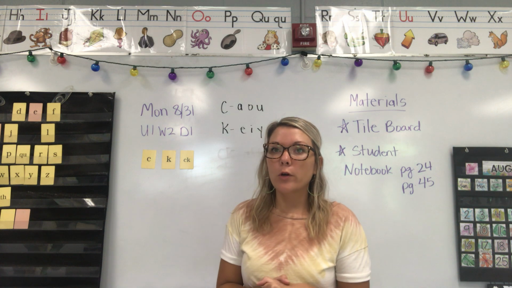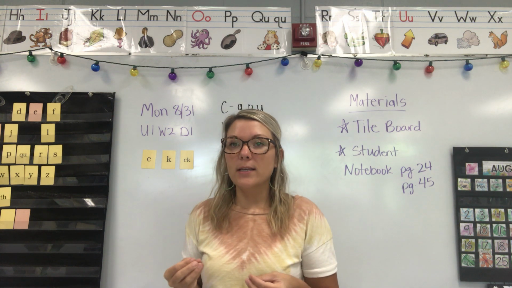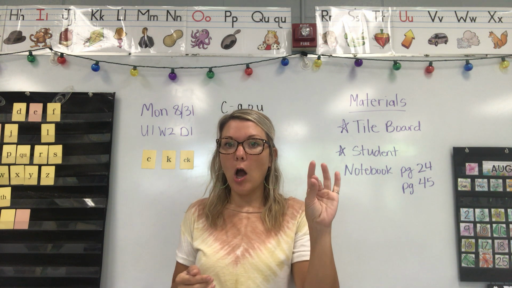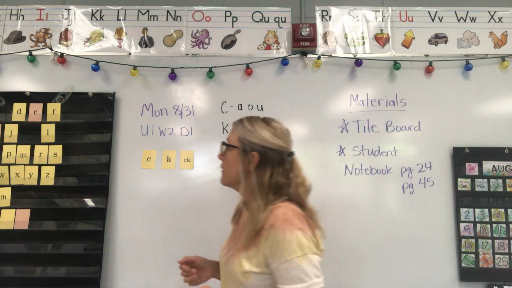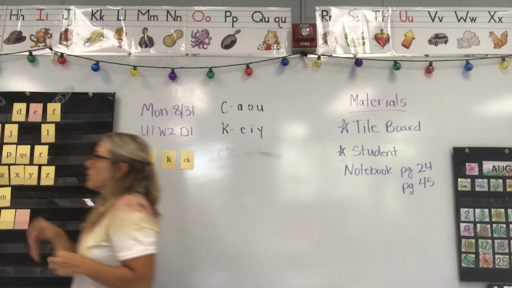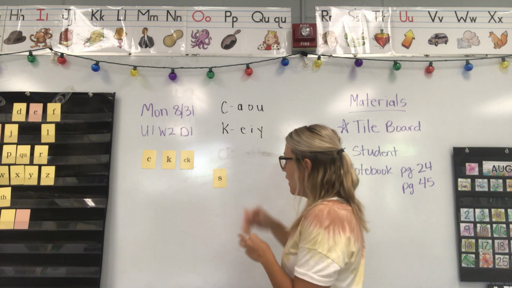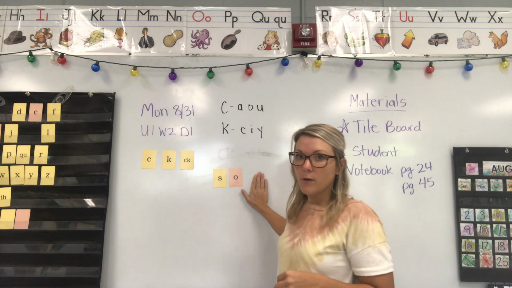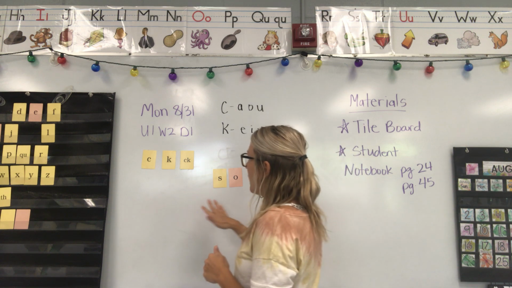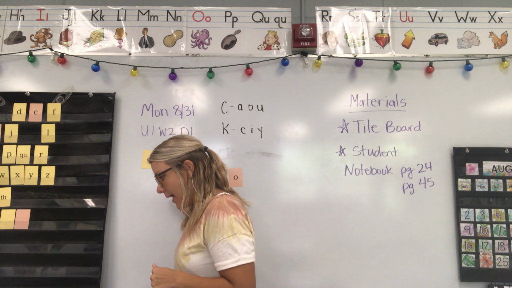So if I have the word sock, okay, get your tile board out. We're going to spell with our tiles the word sock. So let's tap it. Sock, sock. So spell it with your tiles as I'm spelling it with mine. I have s-ah. Now I need to figure out which k I need. Okay? So I could use C, I could use K, or I could use CK.